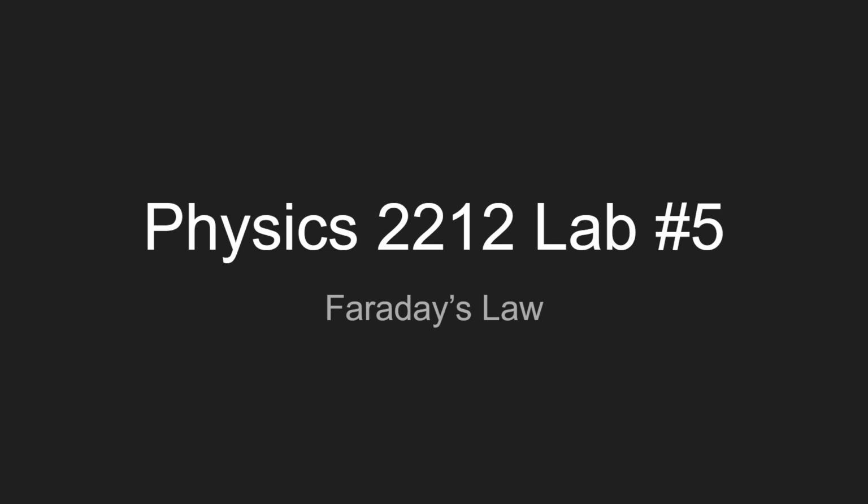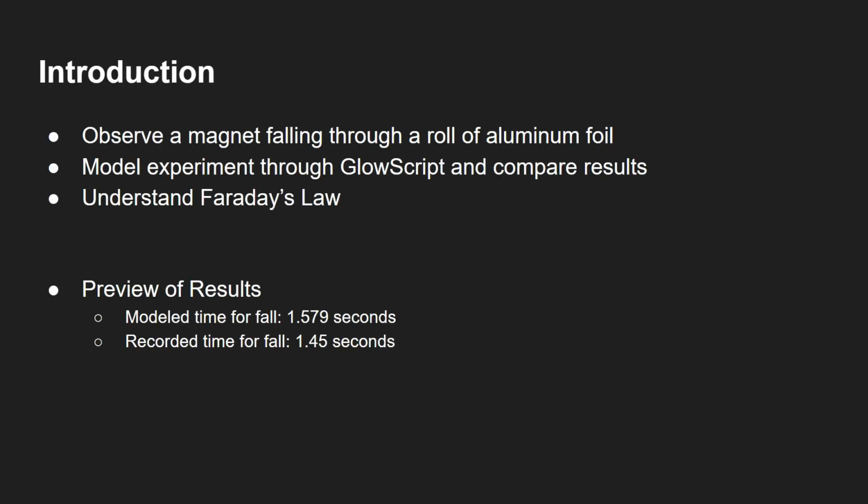This is Physics 2212 Lab 5, going over Faraday's Law. In this lab we will be observing a magnet falling through a roll of aluminum foil, and we will be modeling the same situation through GlowScript and comparing the results of real life and the computational model. We'll be using this situation to understand Faraday's Law.